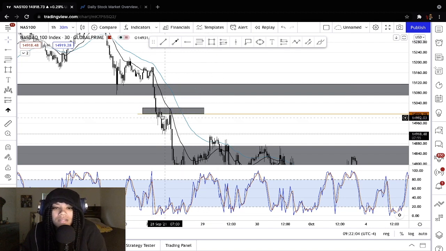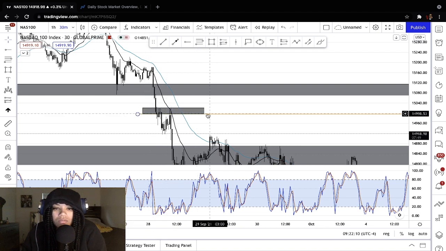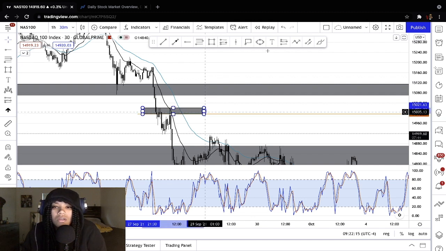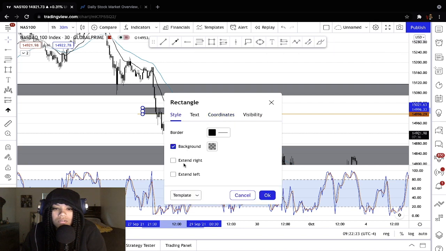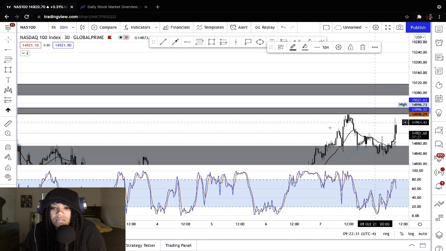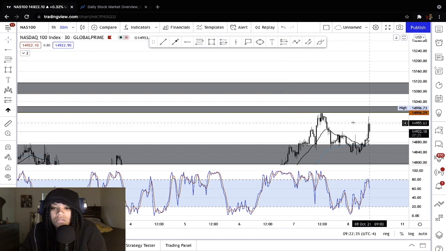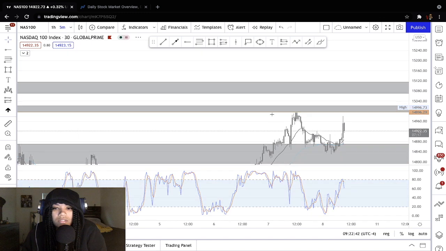But this area, from the top of the box to the bottom of the box, is a zone for me. If we drag it all the way to the left, I mean the right, look at me not knowing my left and right, we can actually see that it's bouncing. Current price is about to bounce off of that, on a 30-minute. So let's keep going down to a 5-minute.